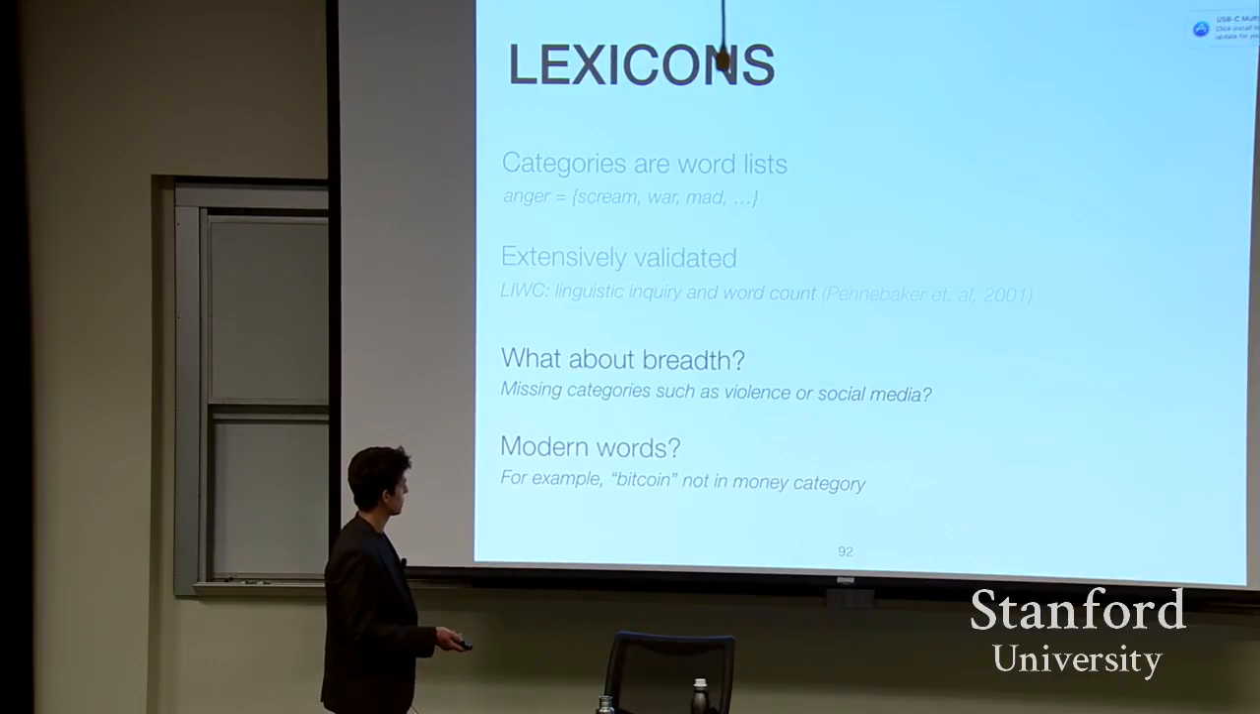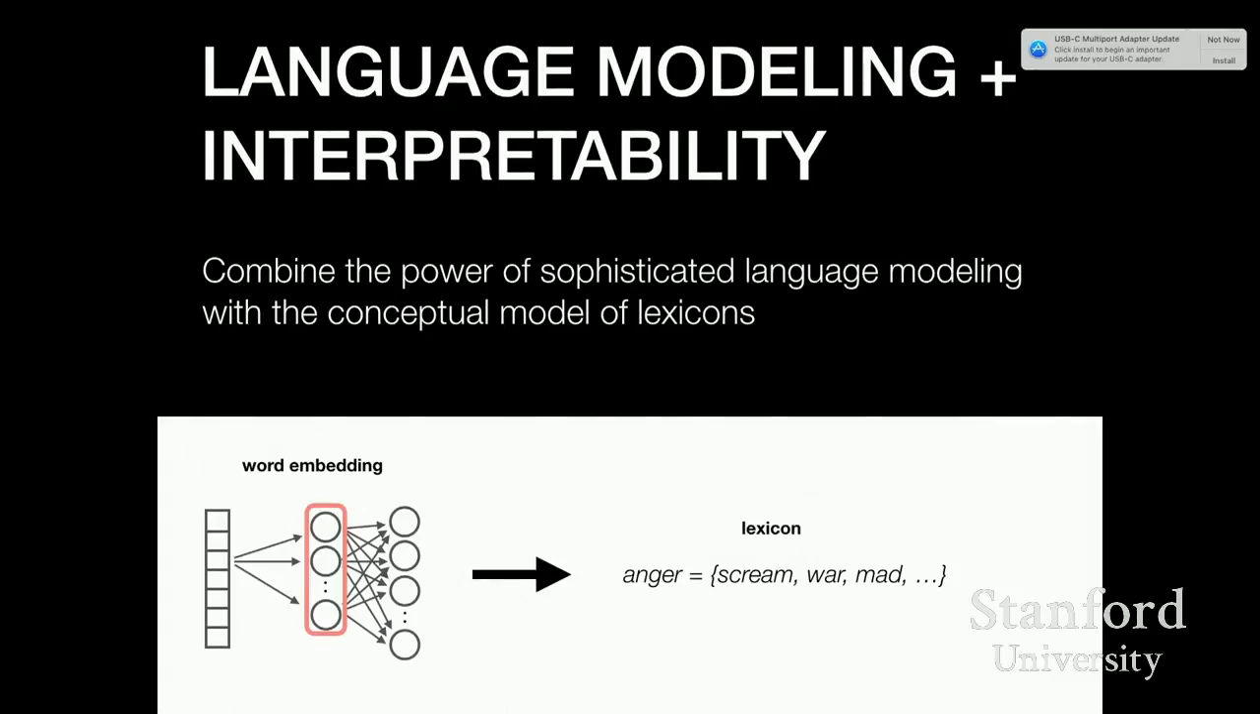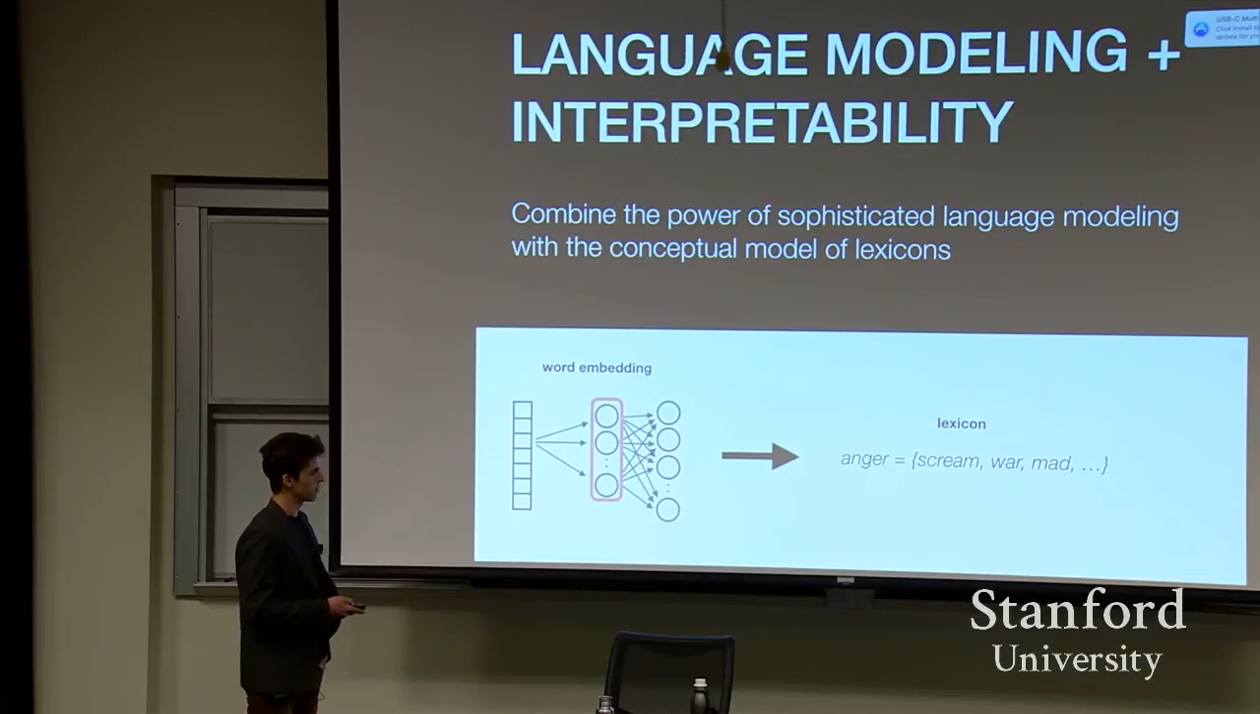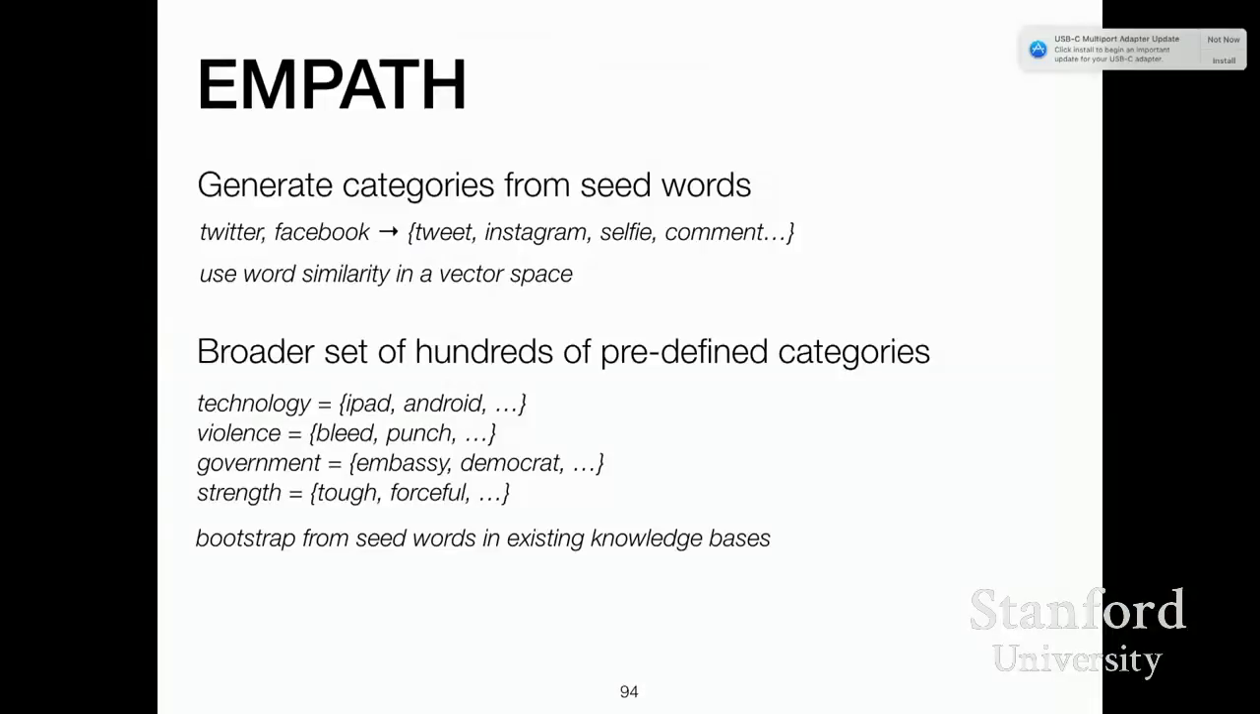So the idea that we're presenting in this work is that we'd like to take this very powerful and useful conceptual model provided by lexicons that computational social scientists use today and combine this with the power of these more sophisticated language models, and get the best of both of these techniques. So what we did was we came up with a tool called Empath. And what this tool allows you to do is generate new categories from a set of seed words.